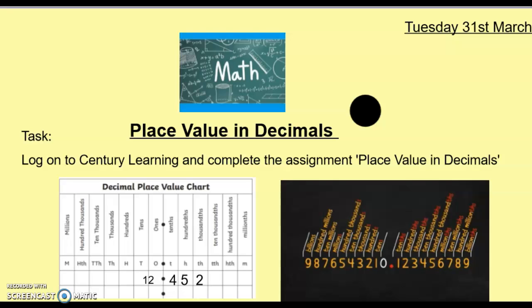Okay, now we've watched the video and we've reviewed and revised what are decimal numbers and the place value of them. You need to log into your Century Learning account and complete the assignment. Can't wait to see what you have achieved. Well done.